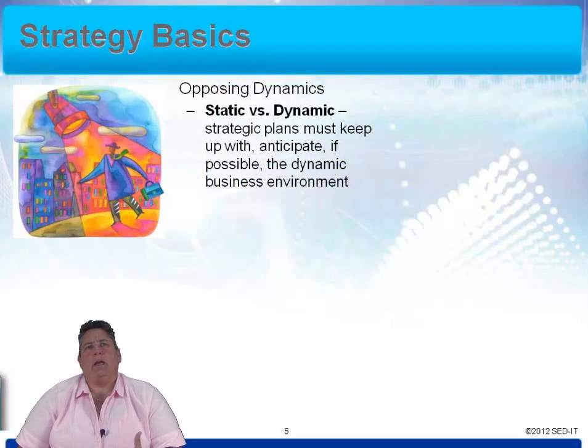So other strategic basics here is that we have opposing dynamics within our strategy. We can be static versus dynamic. Strategic plans must be kept up with or anticipate, if possible, the dynamic business environment. If your strategy has been set and it's not moving, your organization is not going to move. At the same time, if you're overly dynamic, if you go to the extreme where you're constantly changing, you're not ever going to deliver what's necessary. It creates a level of chaos.